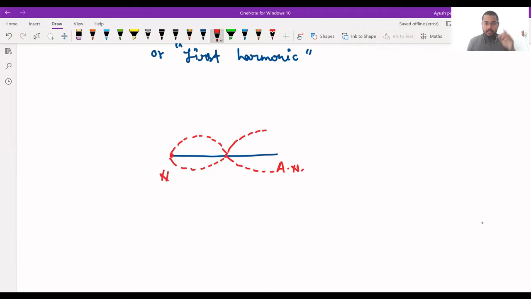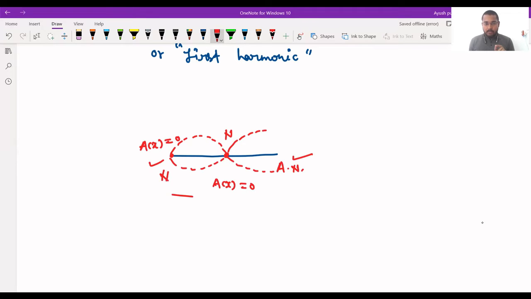So here, in the previous case, in the case of fundamental mode, one node and one antinode was present, but in this case, two nodes and one antinode are present. One node is this and one antinode is this, and here one more node will be present, because here also the amplitude is zero. Here also the amplitude is zero.